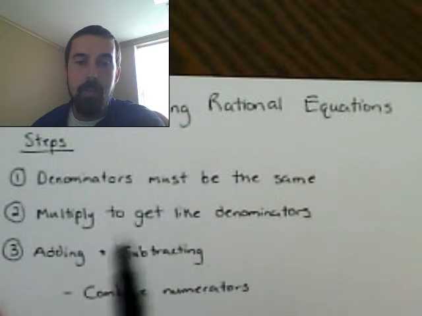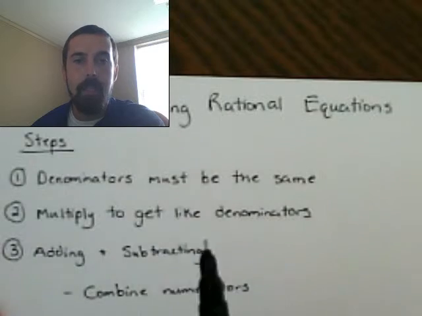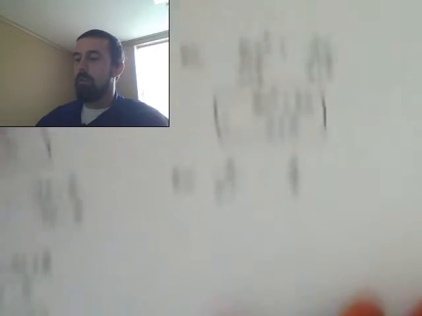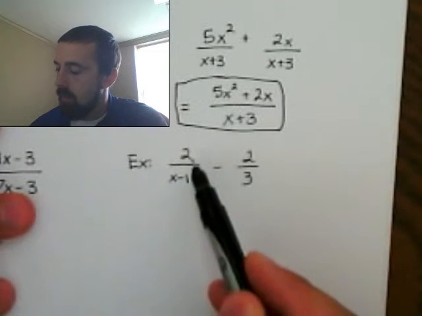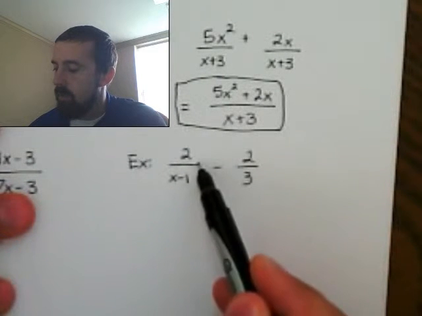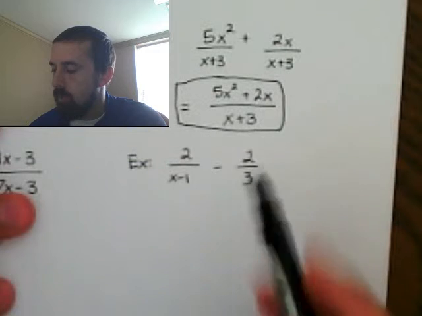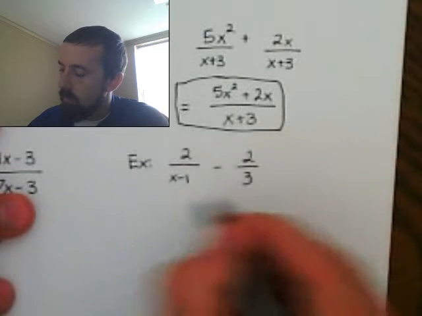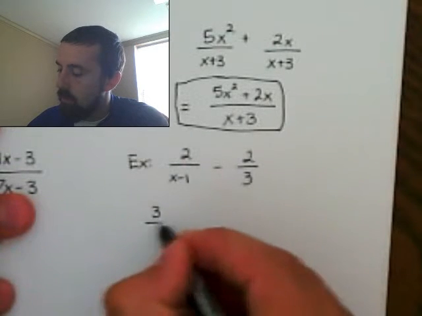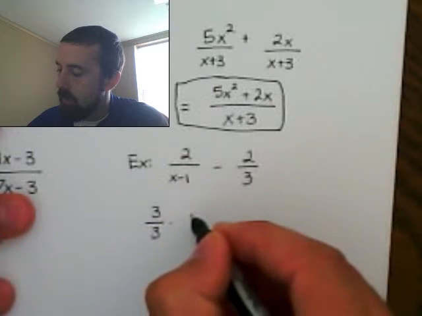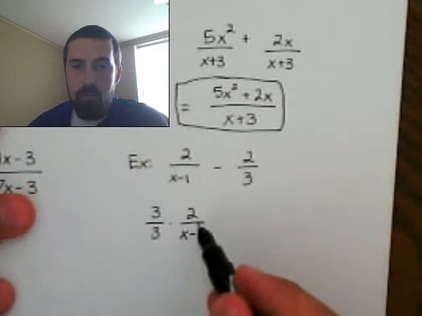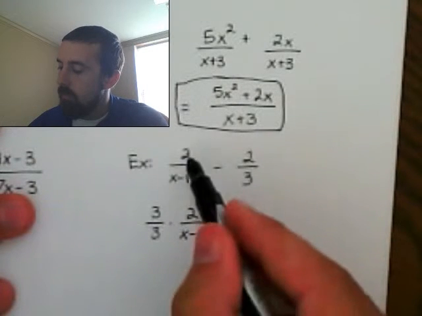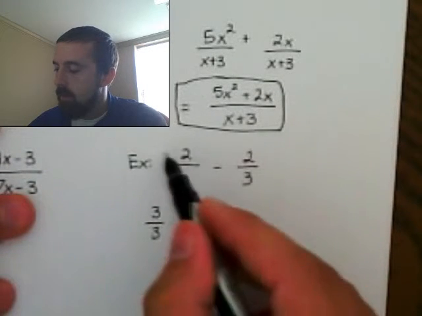Denominators must be the same. They're not. So we need to multiply to get like denominators. So how we're going to do that is we're going to look at this. We're just going to multiply this whole fraction by this denominator, which is 3. So we're going to do 3 over 3 times that 2 over x minus 1. The 2 over x minus 1 came from right here. We're going to multiply by 3.